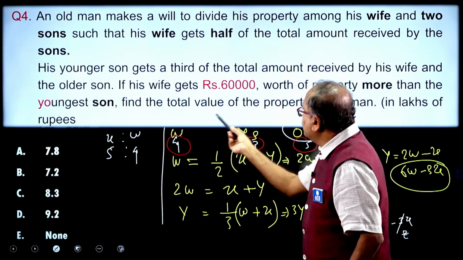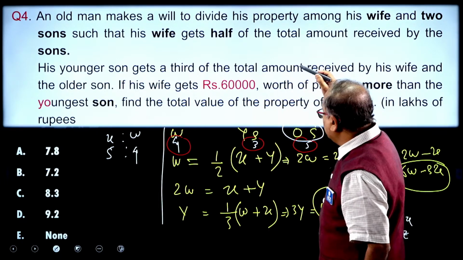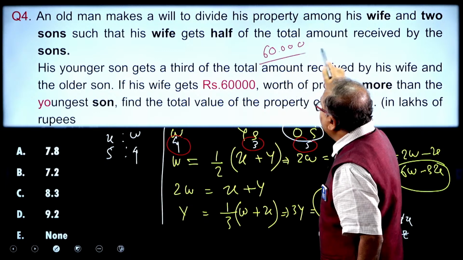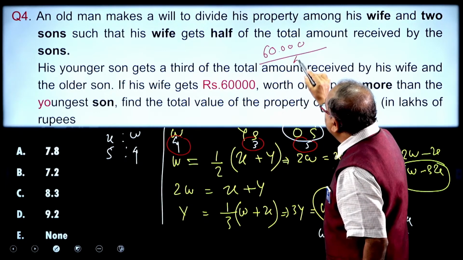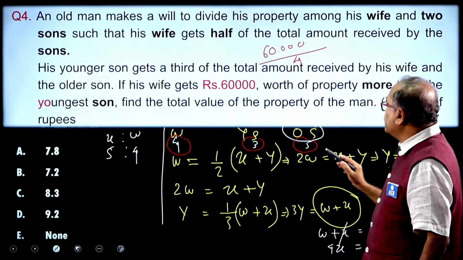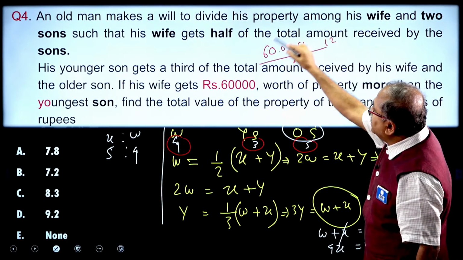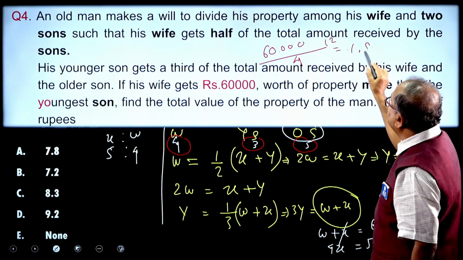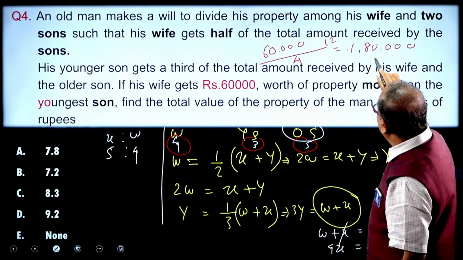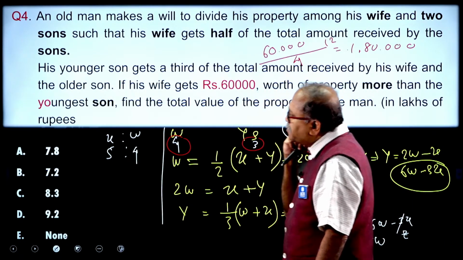What I need to find out is the total value of the property of the man, and the wife is getting 60,000. If the wife is getting 60,000, she has 4 parts, and I need to find the total property, that is 4 plus 3, 7, plus 5, which is 12 parts. So 60,000 divided by 4 is 15,000, times 12 gives 1,80,000, that is 1.8 lakhs.